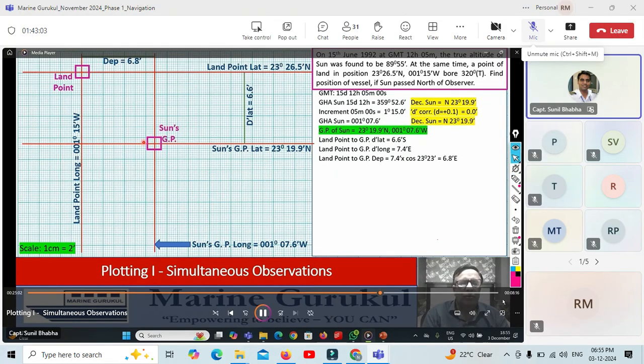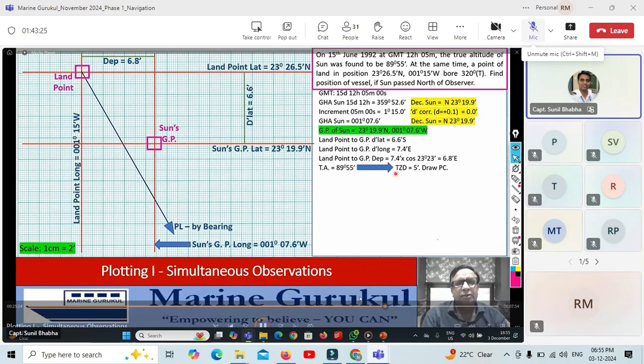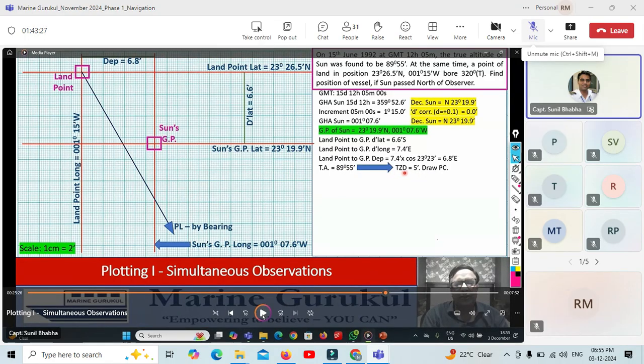Now we come to plotting of the PL and PCs. Now this is where we have the PL by bearing. This land point is bearing 320 degrees. So this becomes a PL of the vessel. Now we also know that the true altitude is 89 degrees 55 minutes. So TZD is only 5 minutes big. Okay. So you see the first PL is plotted. This is basically the bearing of the land point.